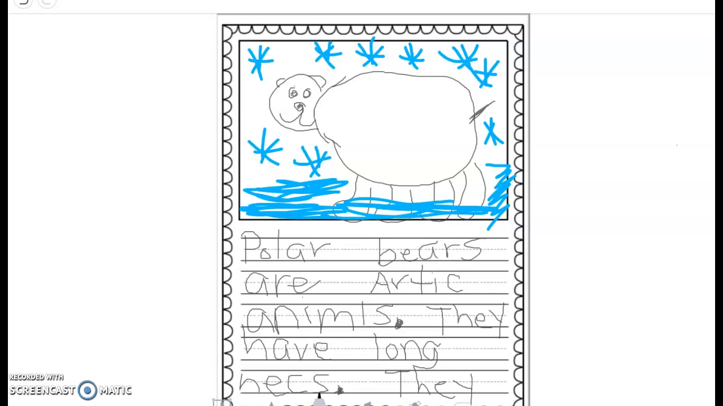All right, boys and girls, you're going to add one more sentence to your paper. Stay on the same paper. You should have 3 informational sentences when you're done. I can't wait to see your final book. Do your best writing.